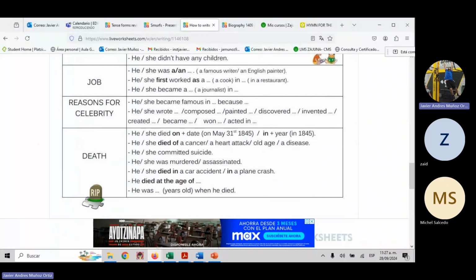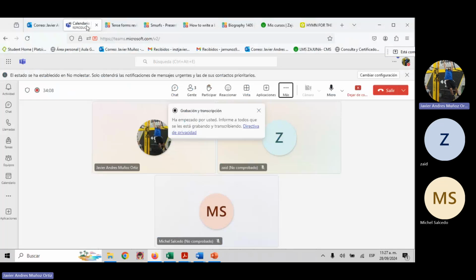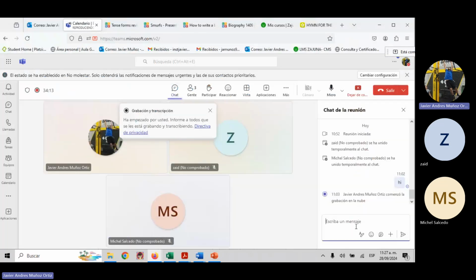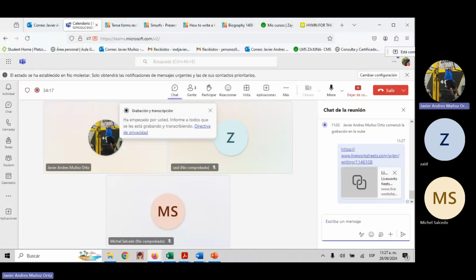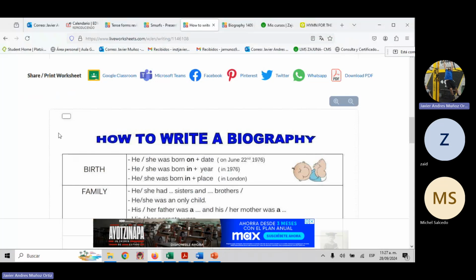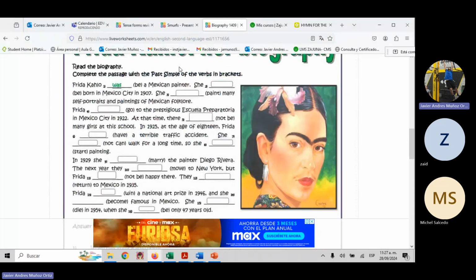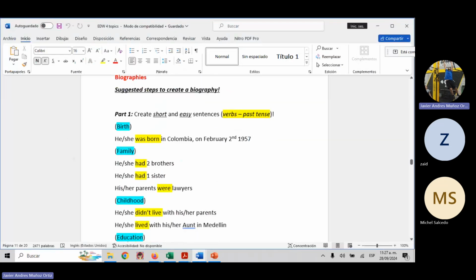Okay, so this is a suggestion, a proposal for you to create a biography. I'm going to share with you this document for you to take into account. So I guess you are going to take many ideas from it. Okay, so this is how we can create a biography. I'm going to give you an example of this in a moment. Another example in a moment.